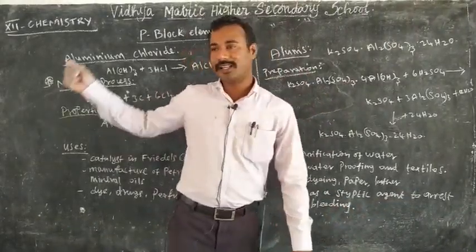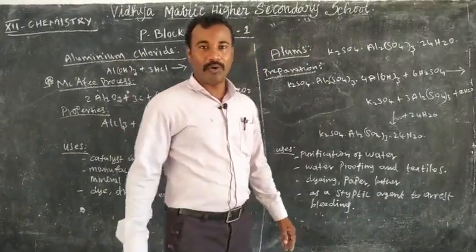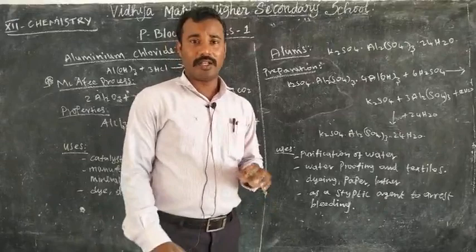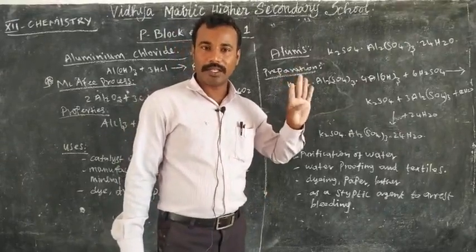Okay, these are the important points about the boron family. The boron family is group number 13: boron, aluminium, gallium, indium, thallium.